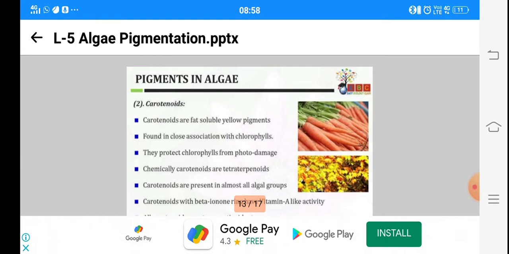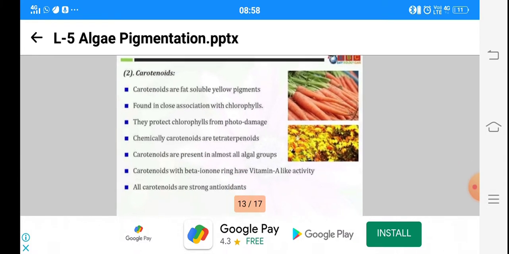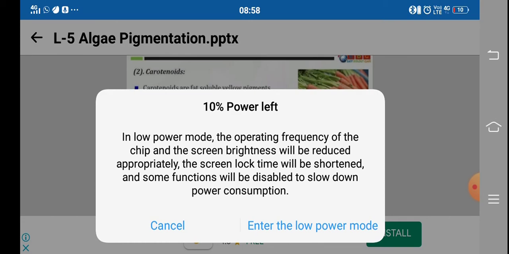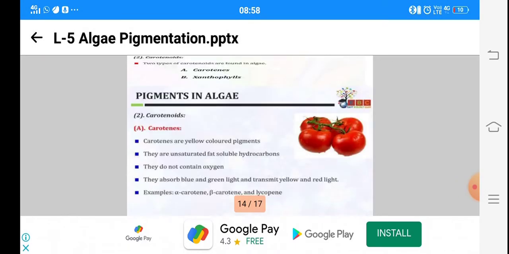Then pigments in the algae. So carotenoids are there. We know them in the carrot or other flowers. These are fat soluble yellow pigments in association with chlorophyll. Then they protect the chlorophylls from photo damage. Chemically carotenoids are terpenoids. So like this one. Then vitamin A and C.